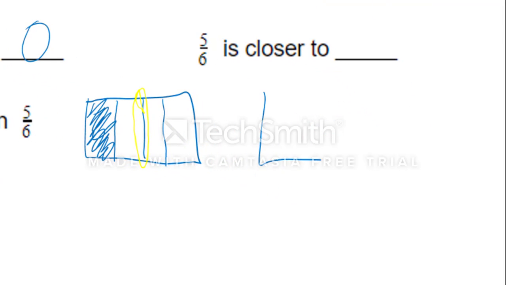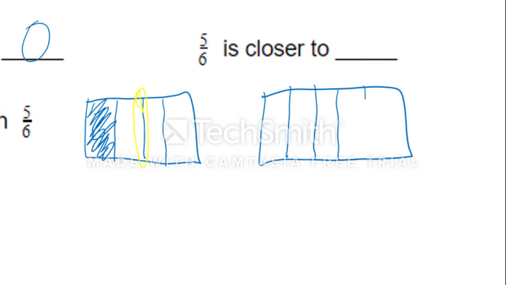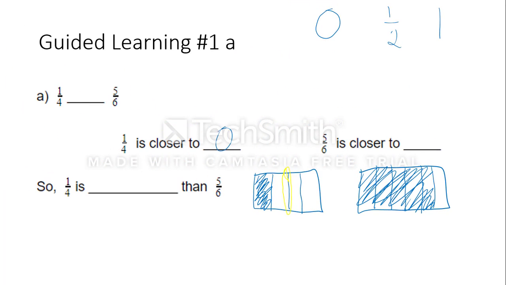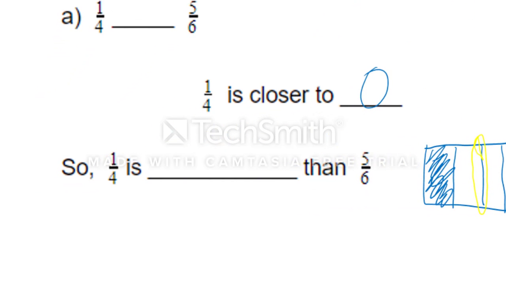Now let's do 5/6. We have our bar model, break it up into 6 equal parts. And now we're going to shade 5 of them. Oh wow, that's almost the entire bar model. So I know that 5/6 is actually closer to 1. Well, 0 we know is far smaller than 1, so that means that 1/4 is less than 5/6.